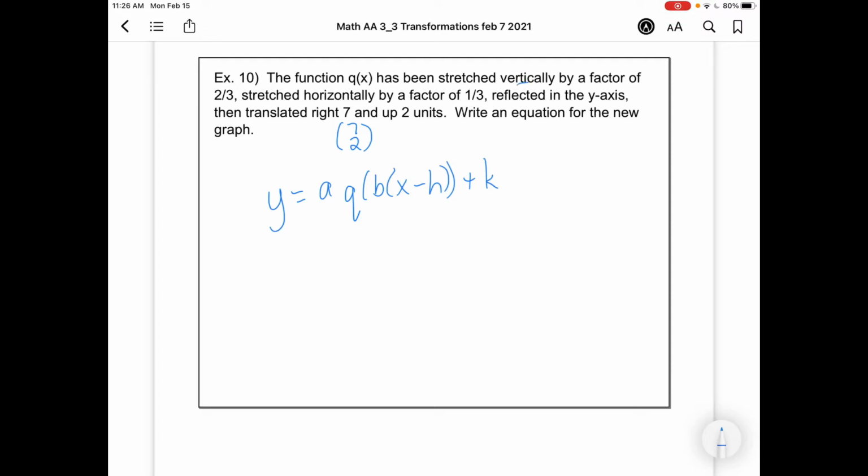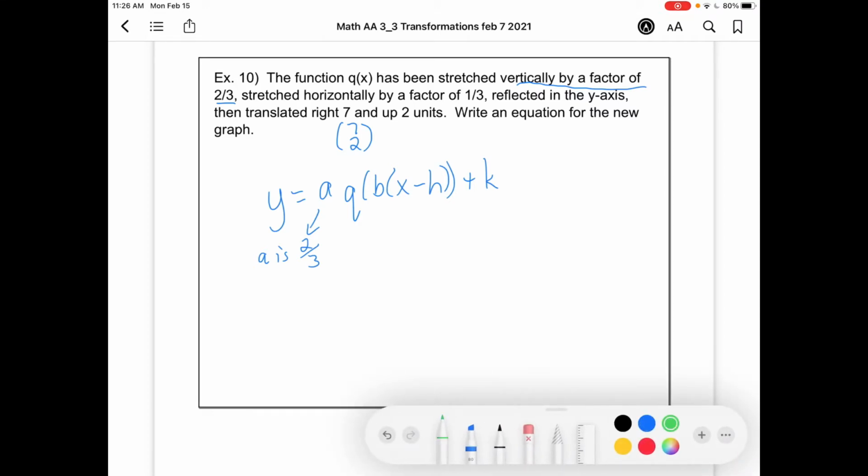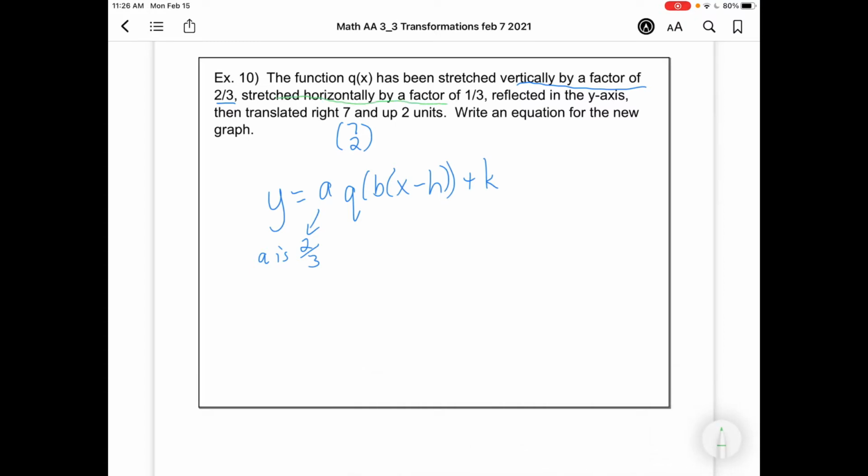So vertically stretched by a factor of 2/3. That's going to tell us that a is 2/3. And the letter that we use, the a, is not important. It's really that it goes in front of the whole function. Horizontally stretched by a factor of 1/3. Okay, so let's just think about that. If you get a horizontal stretch by a factor of 1/3, that means that your b value must have been 3 to give you a stretch factor of 1/3.